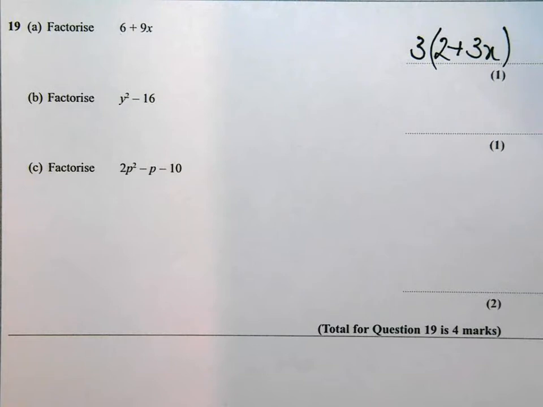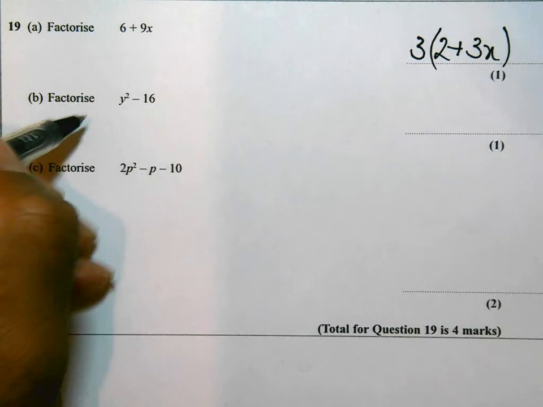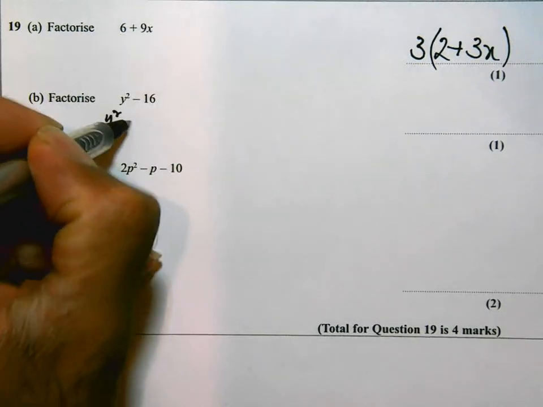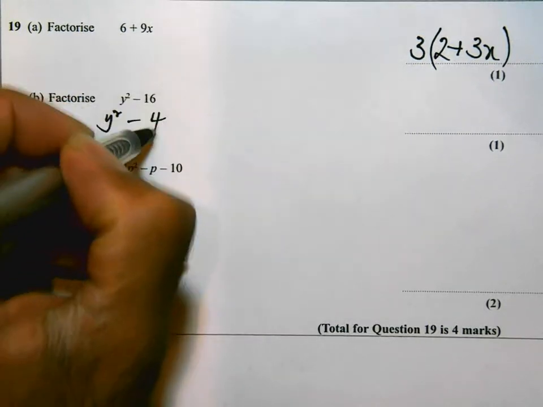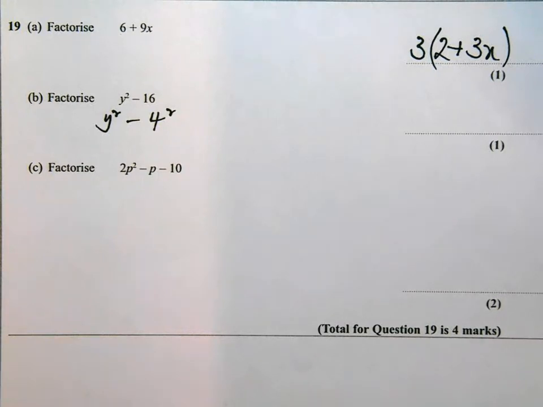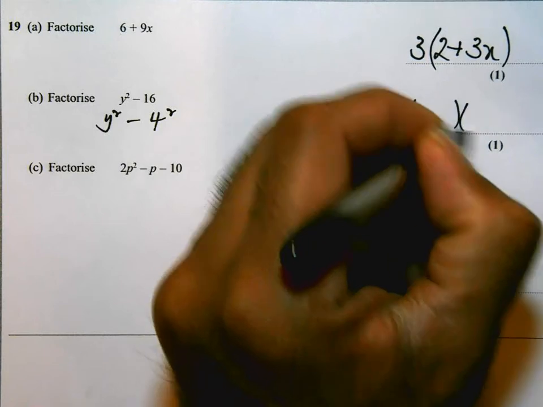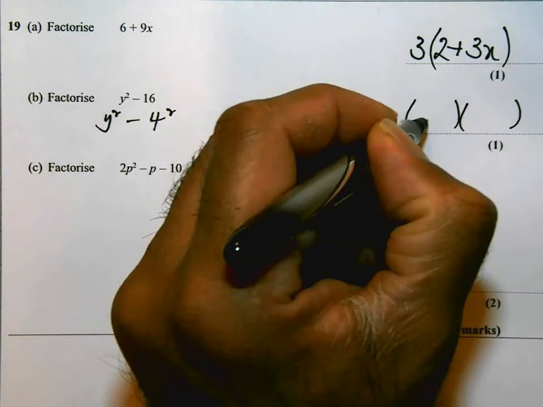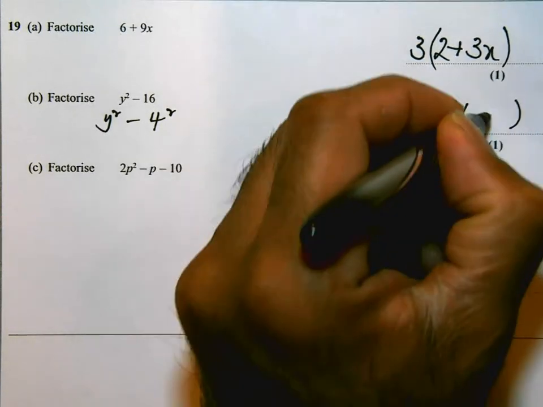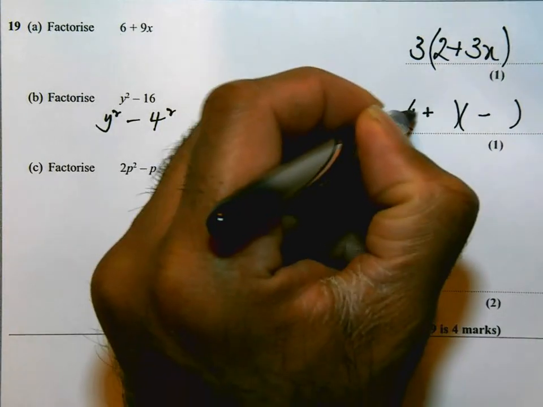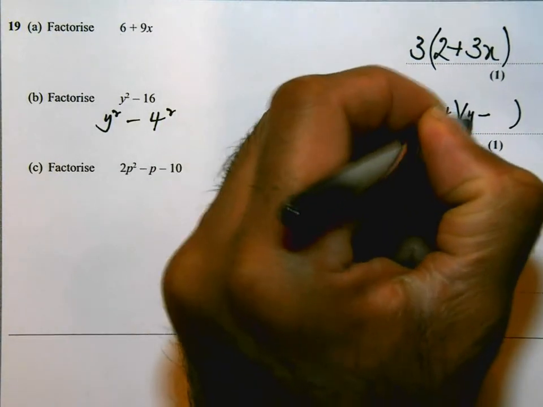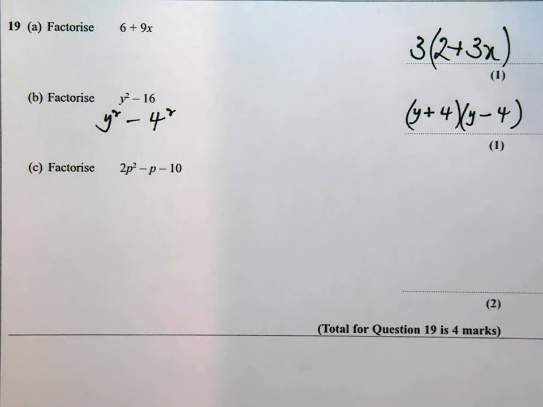In part B, one of the things I need to be clear about is that I've spotted that this is the difference of two squares. I've got y squared minus, and that 16 is 4 squared. Once I've spotted that, I should know what it factorizes to. Factorize a pair of brackets. One will have plus, one will have minus, and it's simply going to be y plus 4, y minus 4. That's the difference of two squares, and you should be able to spot that readily.